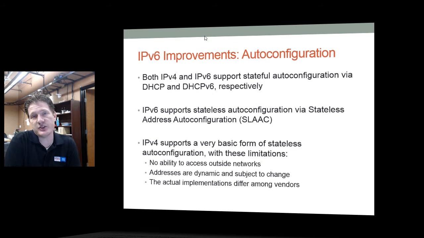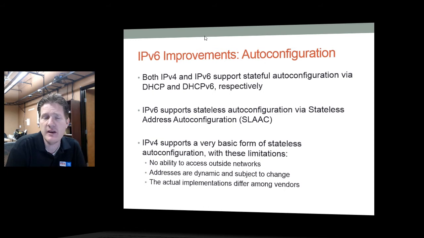IP version 6 also improves auto configuration dramatically. IP version 4 had a protocol called DHCP, Dynamic Host Configuration Protocol. IP version 6 also has that protocol. It's now called DHCPv6. This allows for a stateful auto configuration, much like DHCP did in IP version 4.